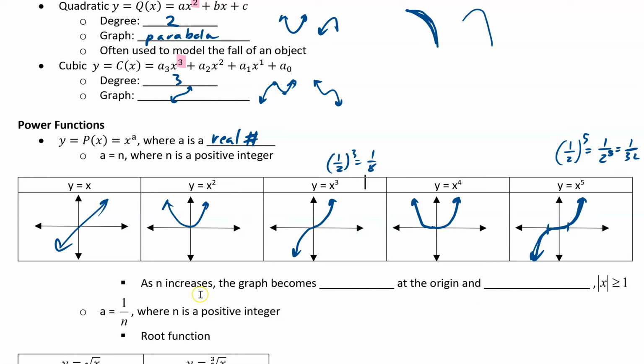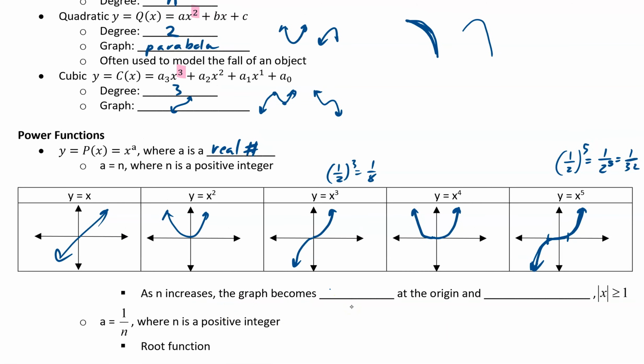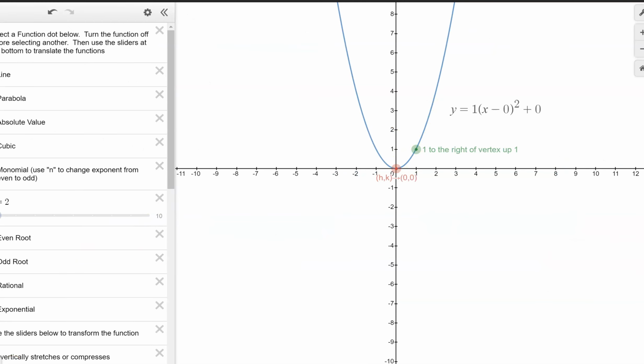So as n increases, the graph becomes compressed at the origin and stretched everywhere else. You can see our parabola here is squared, and as I make the exponent larger, you can see that in between -1 and 1, it is flattening. And everywhere else it's just getting more and more stretched.